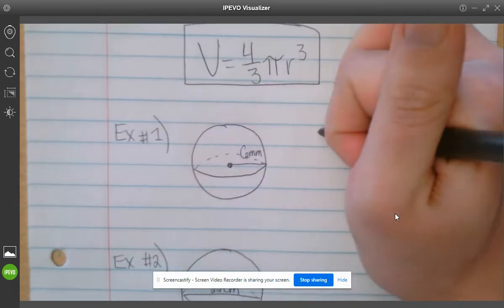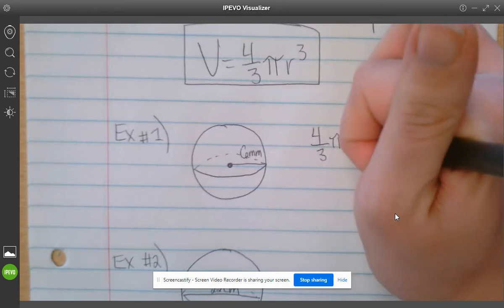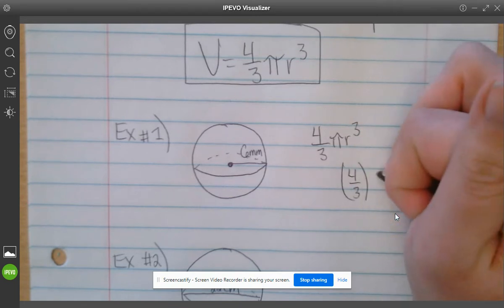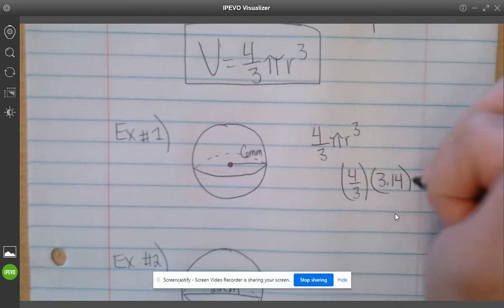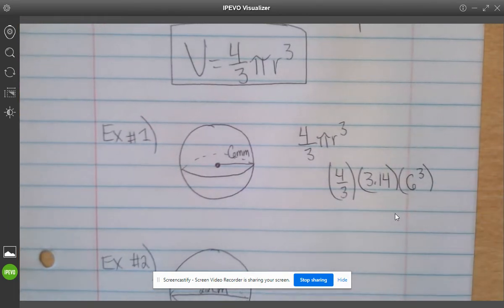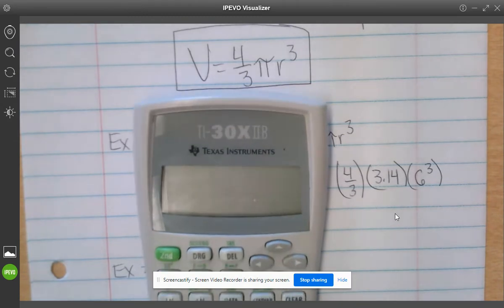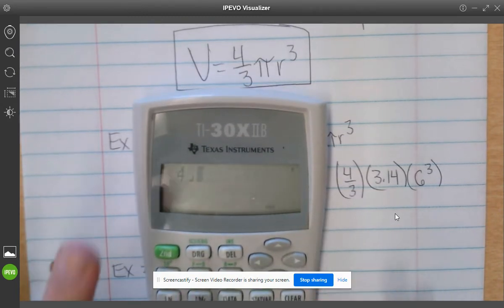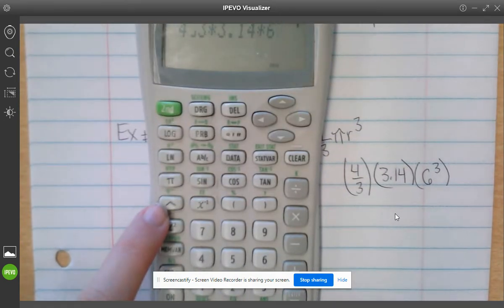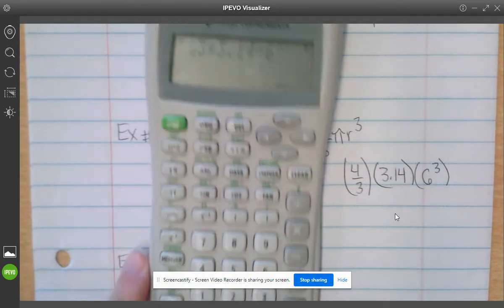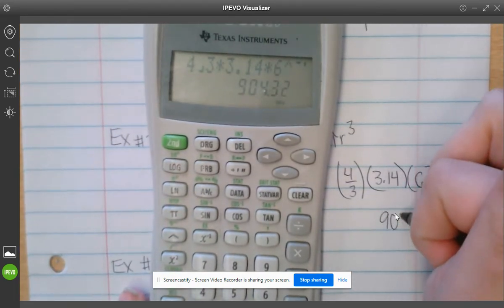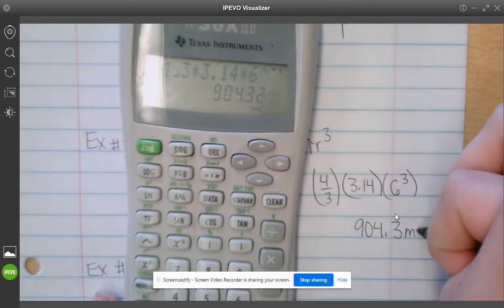So if we look at this first one, write down my equation. So I'm going to drop down 4/3. Instead of pi, I use 3.14. And then my radius is 6 cubed. Okay, if you have this calculator, or one like it, 4/3 times 3.14 times 6, you always look for this little caret button right here, and that puts it to the third power. And you should get 904.3 millimeters cubed.